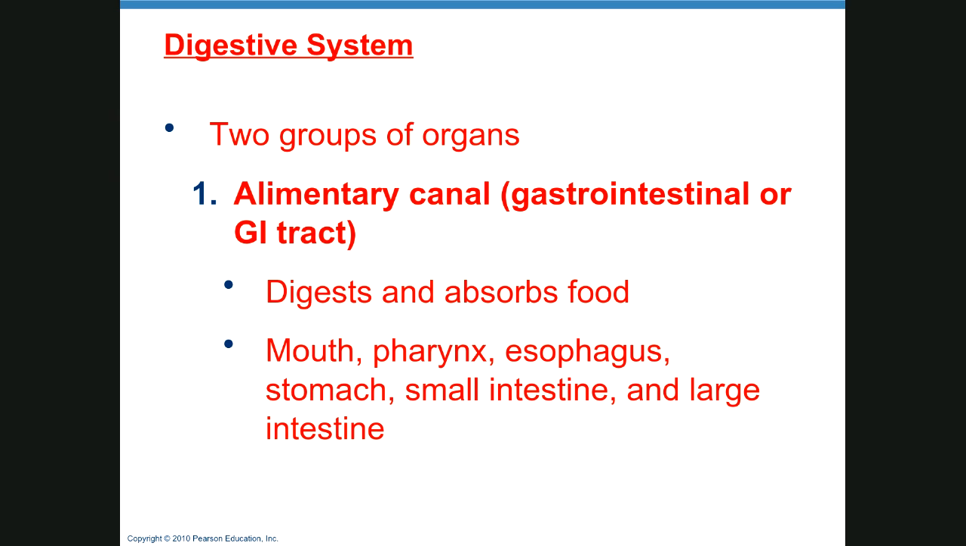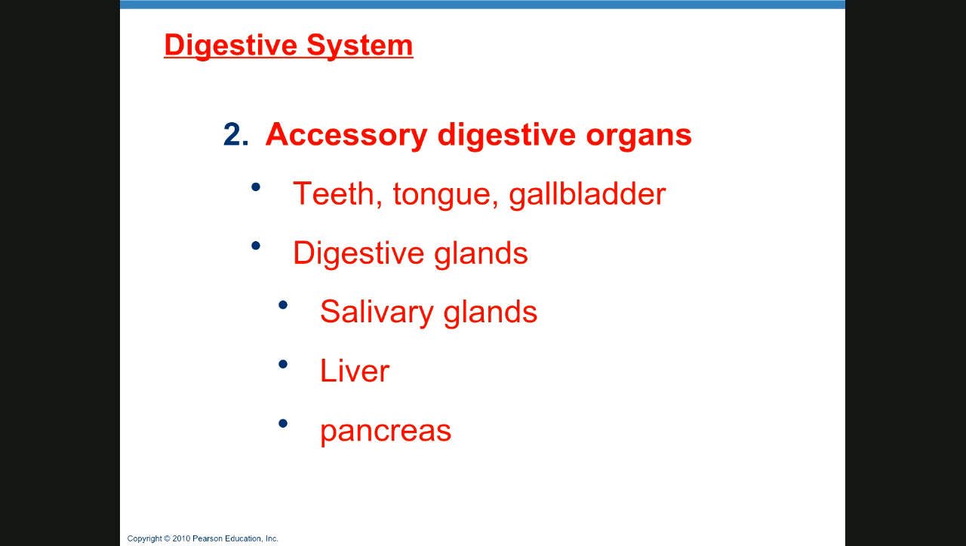The anatomy of the digestive system is divided into two groups of organs. The organs of what is called the alimentary canal or gastrointestinal tract or GI tract. These are the organs that ingest the food and proceed to digest the food and then absorb it and eliminate the waste. The accessory digestive organs are the helper organs that are going to help the GI tract organs do their job.